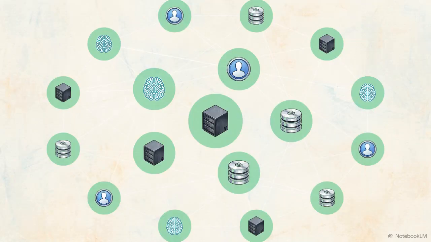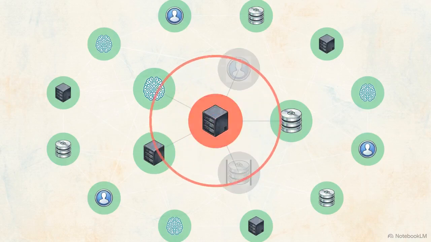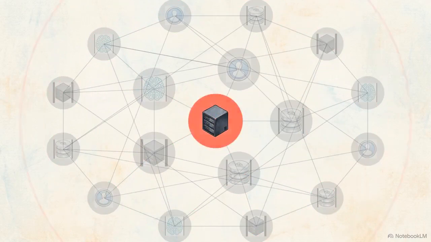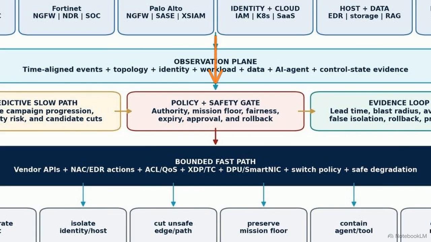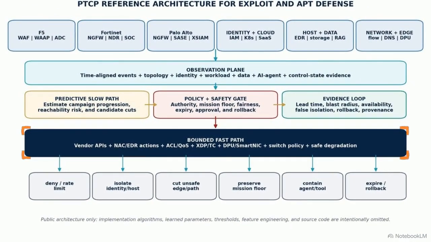Deploying centralized automation carries a critical risk. An unconstrained supercontroller reacting to false positives can rapidly execute enterprise-wide quarantines, causing more operational damage than the adversary. Every proposed action must clear the bounded policy and safety gate. This strips PTCP of supercontroller authority, enforcing strict constraints, rollback sequences, and a critical mission floor. Only approved actions cross into the bounded fast path for immediate execution through native APIs or hooks.